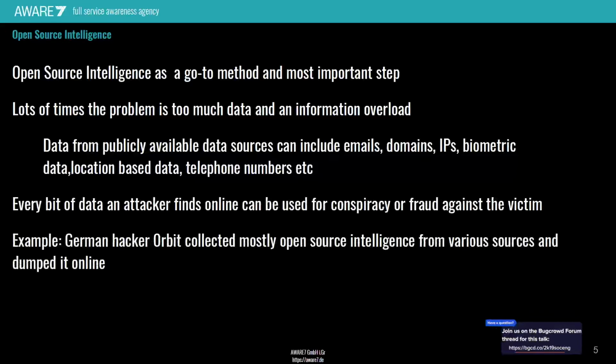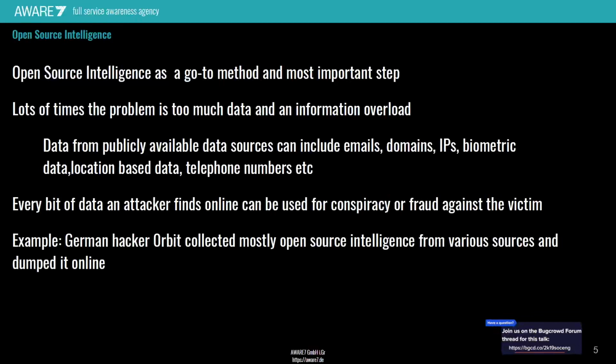There's one big problem with open source intelligence: you often have too much data, and you get some sort of information overload, and you need to prioritize your findings. So you need to really check, okay, what will my victim most likely be like, what are the pages he often visits, so I can maybe forge a login site.